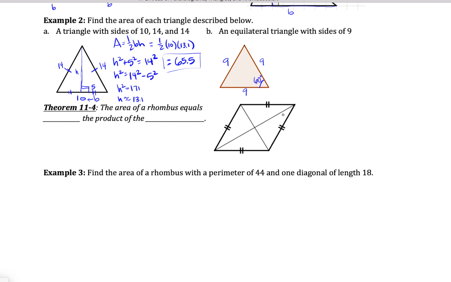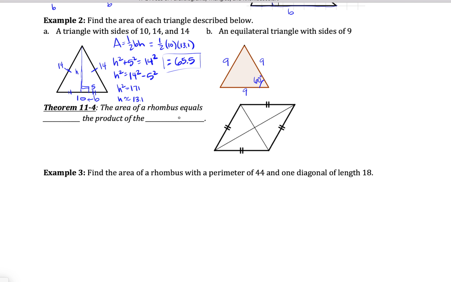Now, a rhombus is, of course, a parallelogram. So you could use the parallelogram formula to find its area if you knew the base and the height of this parallelogram, or this rhombus. But there's also another formula that only works for rhombuses. It doesn't work for every kind of parallelogram.